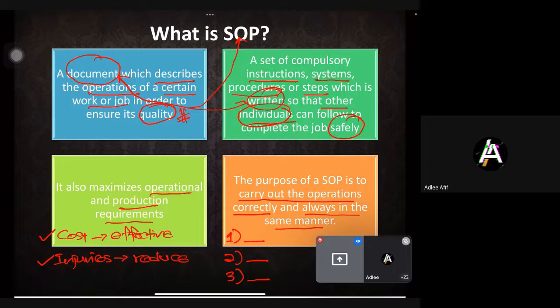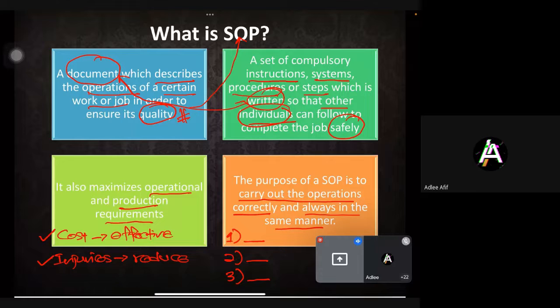Okay, because it is proven to be cost effective. For example, it is also proven to reduce injuries. Okay, and it is also proven to maintain the quality. So that is the reason why we have SOP, standard operating procedure.